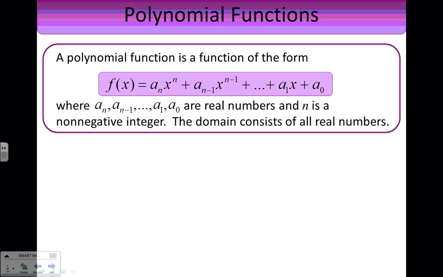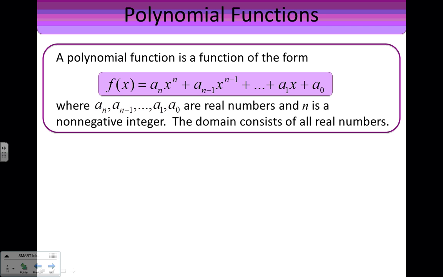So to break it down, we're saying that a sub n, a sub n minus 1, all the way through a sub 1, a sub 0, those are real numbers, and n is a non-negative integer. The domain consists of all real numbers. So we're just saying that we have this polynomial, and you guys all have seen polynomial functions before, so this is not anything that's new.